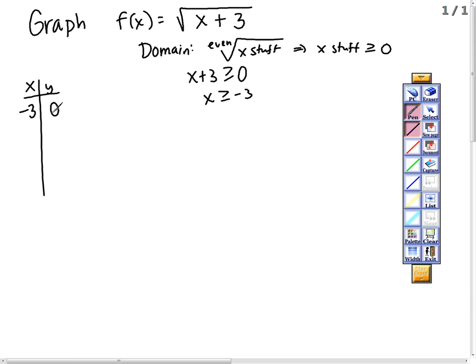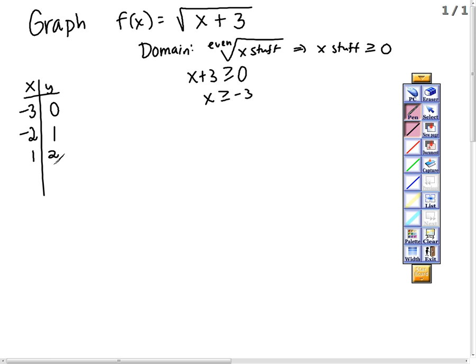Okay, what if I put in negative 2? Because I can't go any smaller than negative 3. Negative 2 plus 3 is 1. Square root of 1 is 1. What if I put in, let's see, what if I put in positive 1? I get 1 plus 3 is 4. Square root of 4 is 2.